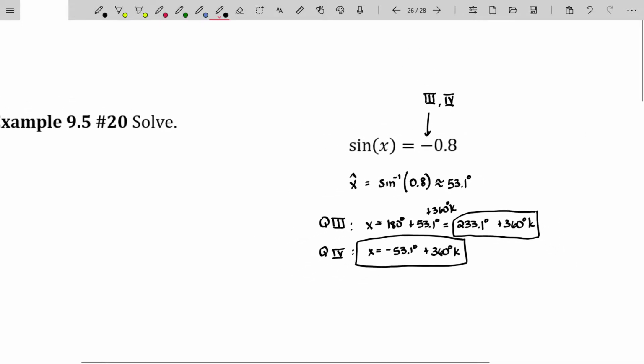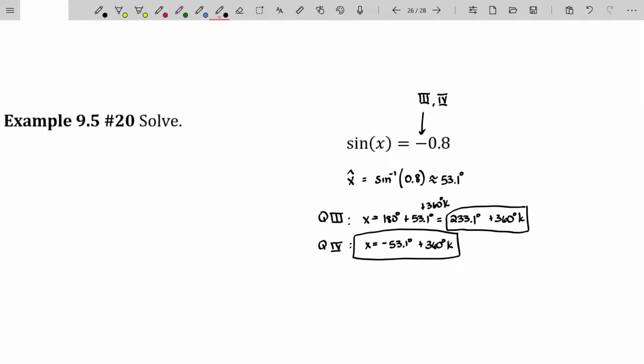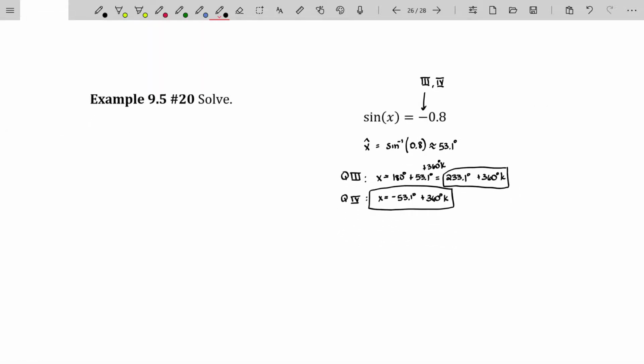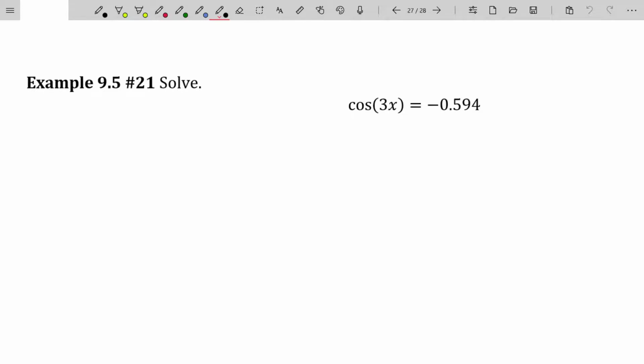So the arc sine only returns one of them, but I have to actually write out all of them. That's why I use the reference angle. Now here's the one I really want to focus in on: the cosine of 3x equaling negative 0.594.